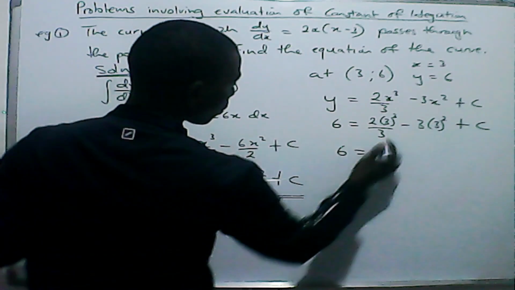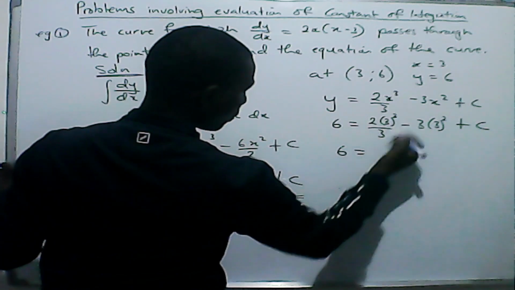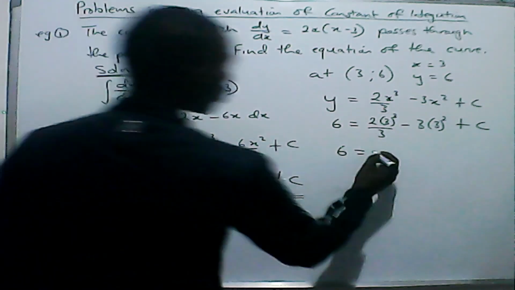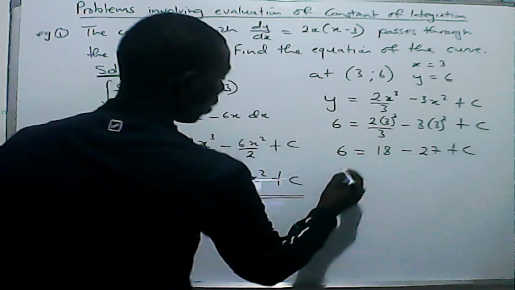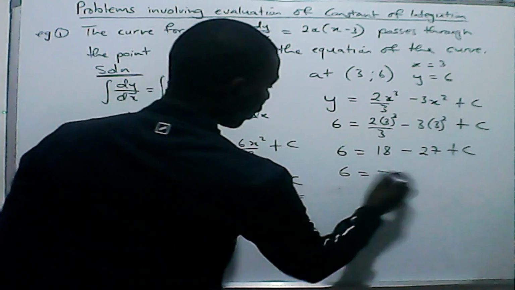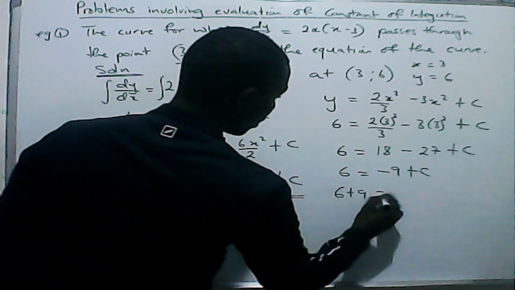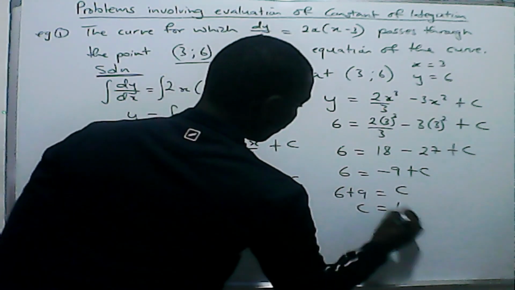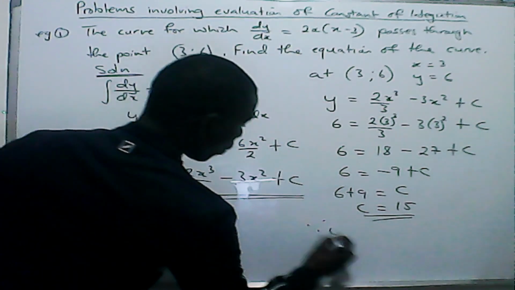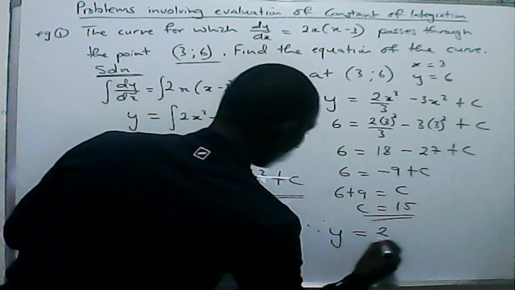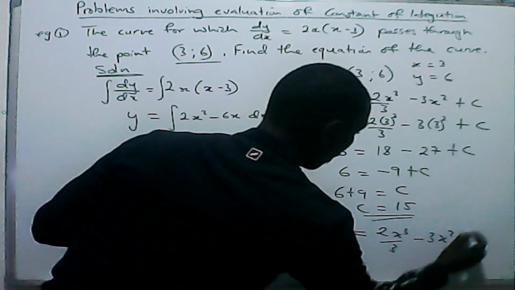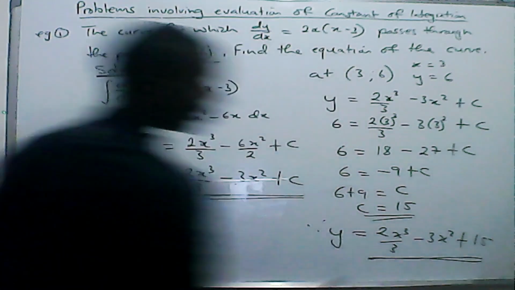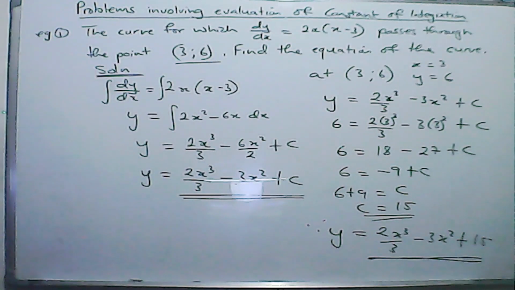Now we have 6 equals 3 cubed is 27, over 3 is 9, times 2, that's 18, minus 3 times 9, that's 27, plus c. Now we have 6 equals 18 minus 27, that's negative 9, plus c. 6 plus 9 equals c. Our c becomes 15. Therefore our equation becomes y is equal to 2x cubed over 3 minus 3x squared plus 15. Now we substitute 15 for c. This is how we find the constant of integration, right?